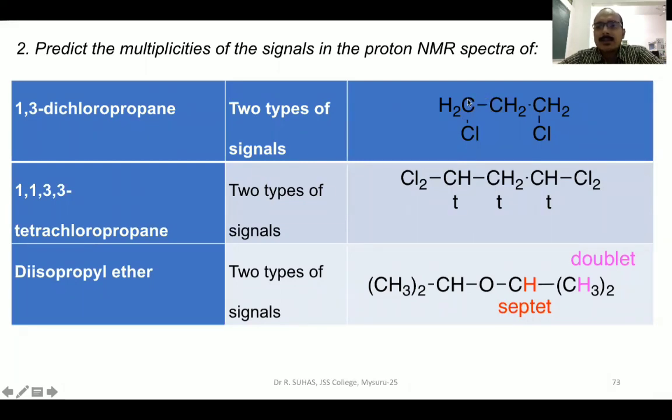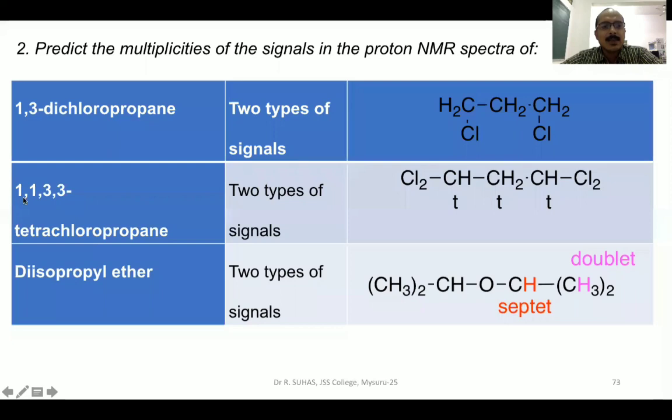How are we going to get it? So start from this side. This is CH2. This has the neighbor CH2. Look at this CH2. This also has the neighbor CH2. Both these CH2 groups have the same chemical environment because Cl is attached to this, Cl is attached to this. Both have the neighbor CH2, and hence these 2 protons are going to appear as one peak. So this CH2 will appear as another peak. So for 1,3-dichloropropane, you can expect two types of signals. He's asking only the multiplicities, nothing else.